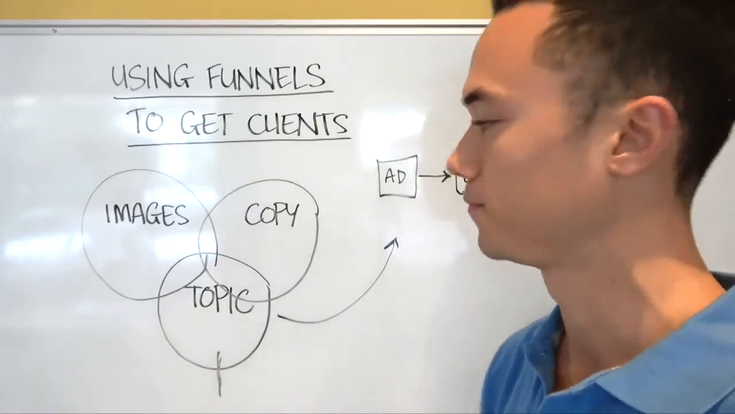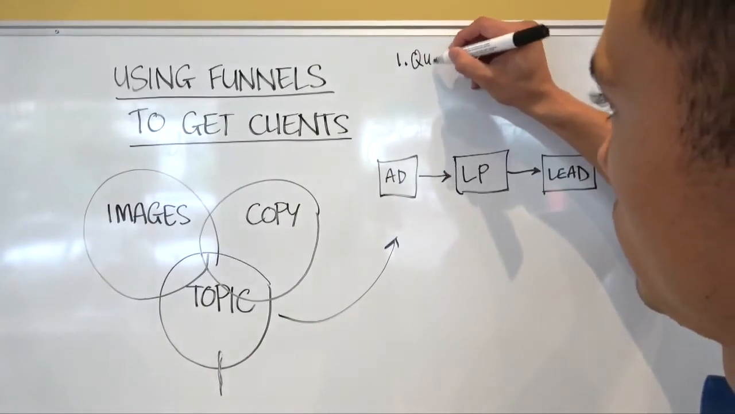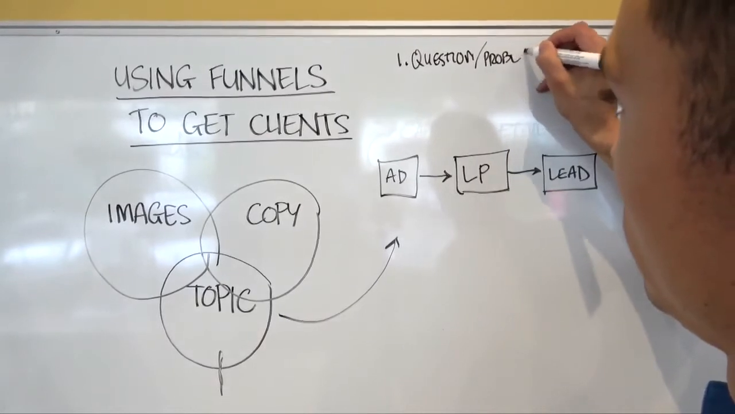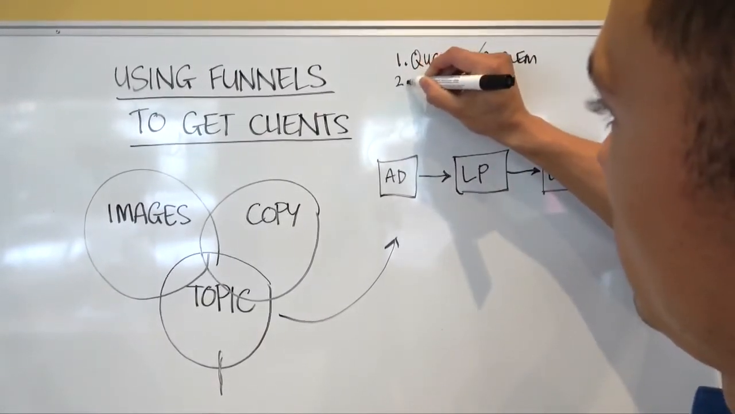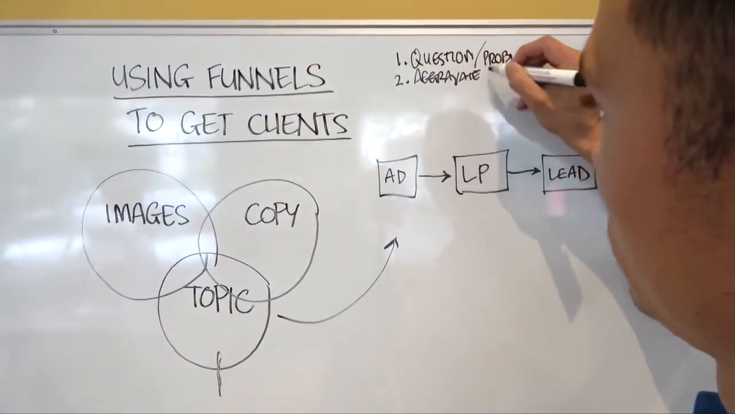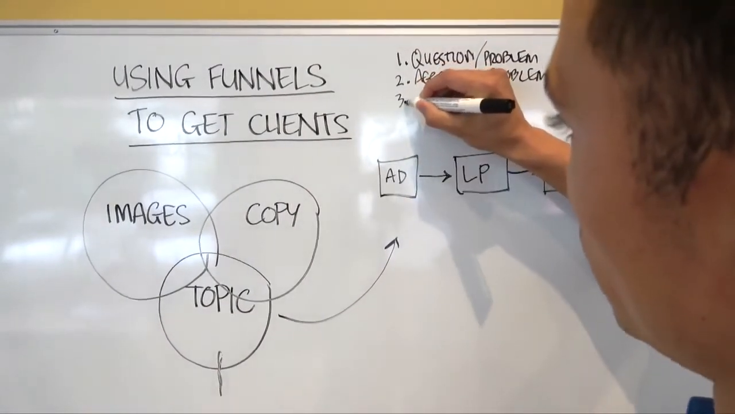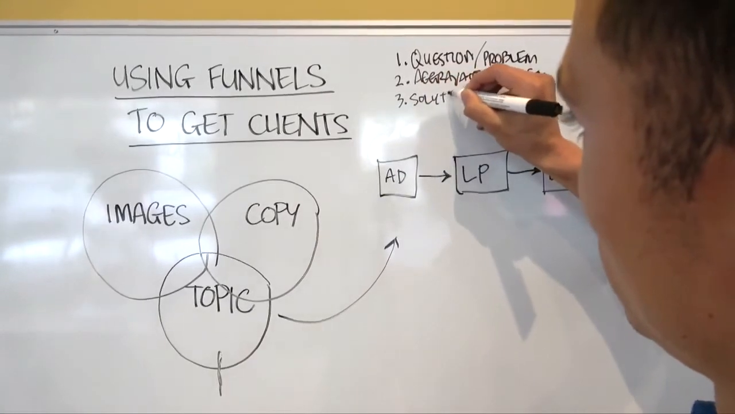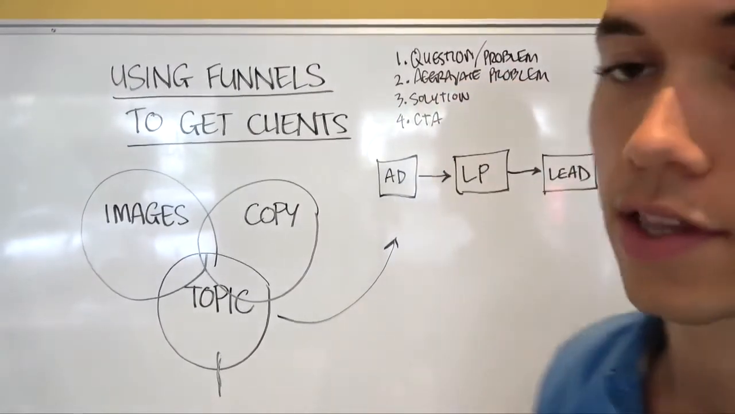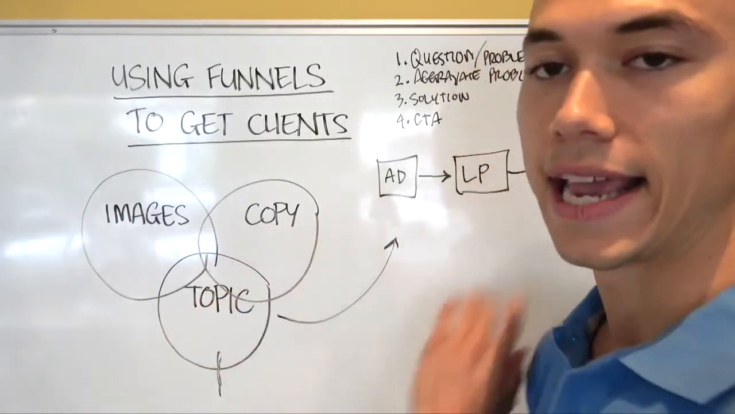Then you have a call to action. Okay, so it's like, question, problem, aggravate the problem, so go into more detail. Then it's solution, call to action. Okay, that's the 4 steps that you want to have in your copy, in the text that you write, in your ads, and on your landing page.